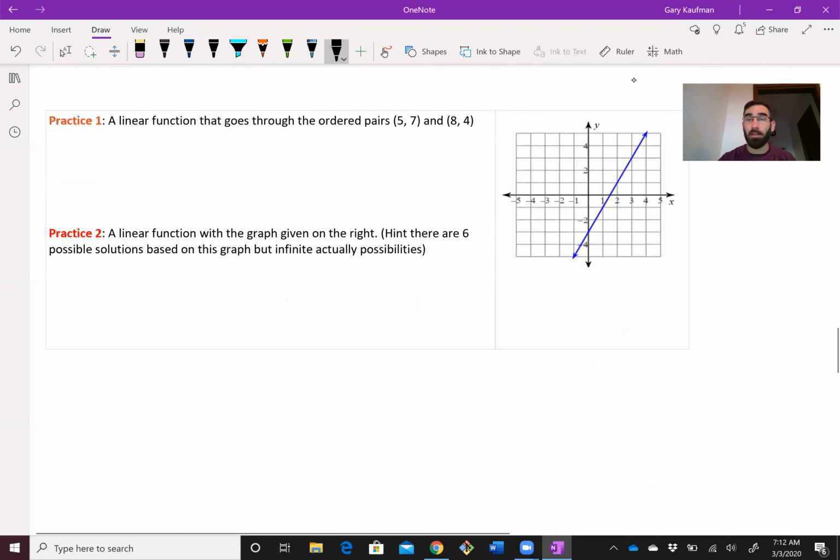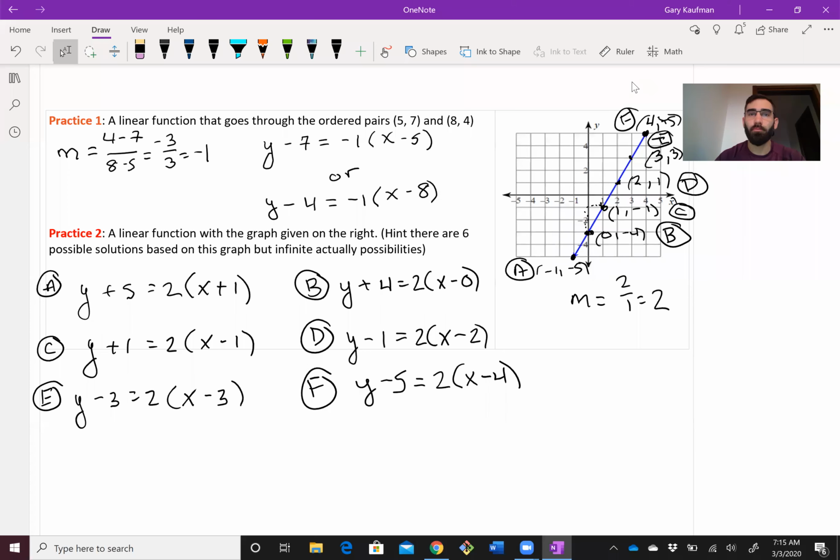So here are two practice problems that I'm going to let you do. So I'm going to pause it and give you a chance. So here are the answers for practice 1 and 2. As you see for practice 1, I started by finding the slope, and then I plugged that in to m here and here, and then I used either point.